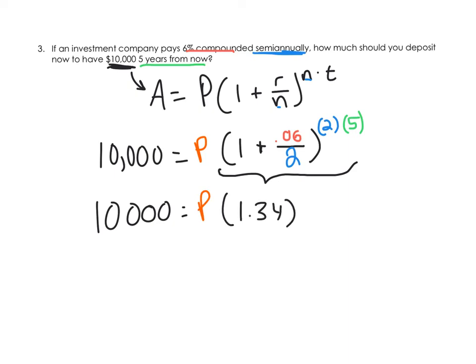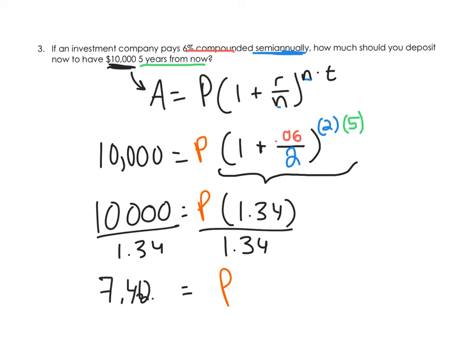1.34. Now to get P, your starting value, by itself, we're just going to divide by 1.34. And P ends up equaling $7,462.69. All right, so that would be our initial amount, what we would need to deposit in order for us to get 10,000 5 years from now.